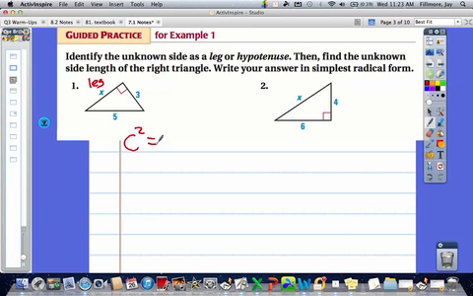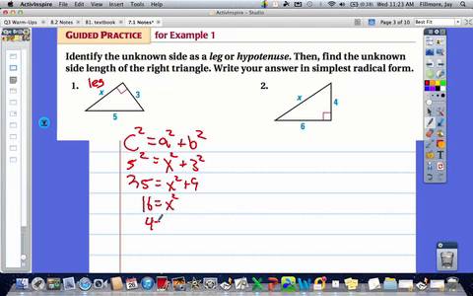So with our Pythagorean theorem, x is one of our two legs. The other leg is 3, and our hypotenuse, the part that's across from the right angle, is going to be 5. So 5 squared is 25, and 3 squared is 9. We can subtract 9 from both sides, so 16 is x squared. And the square root of 16 is 4, so x is 4.